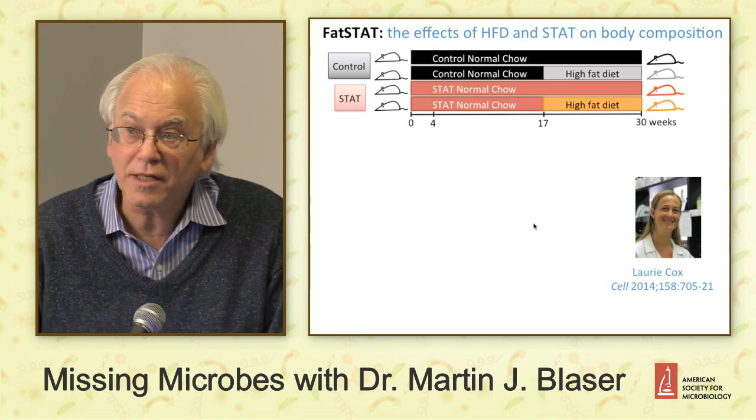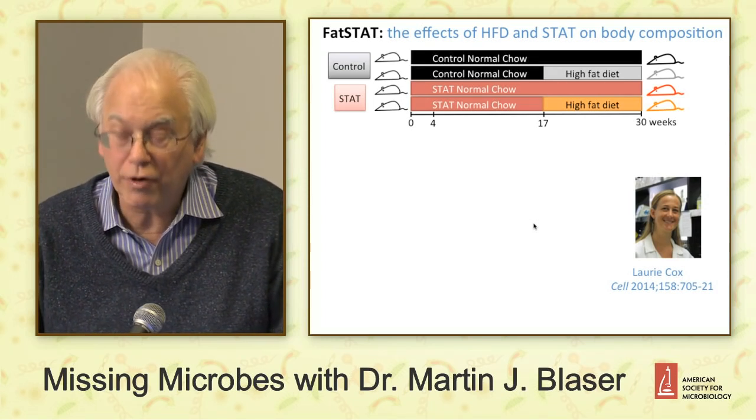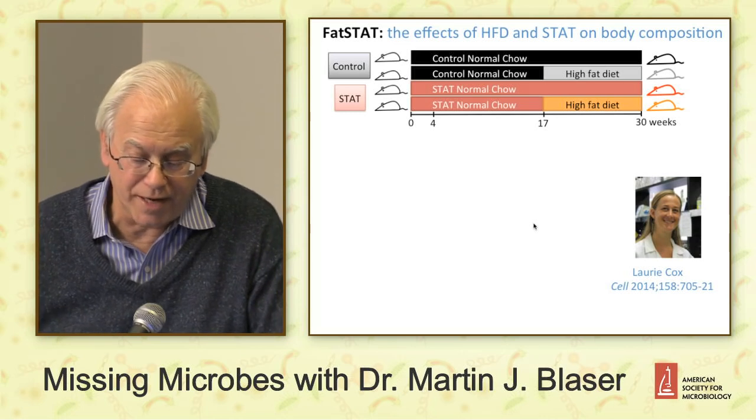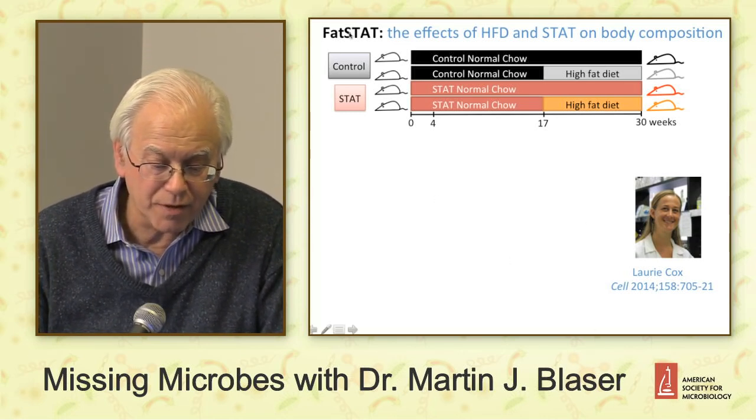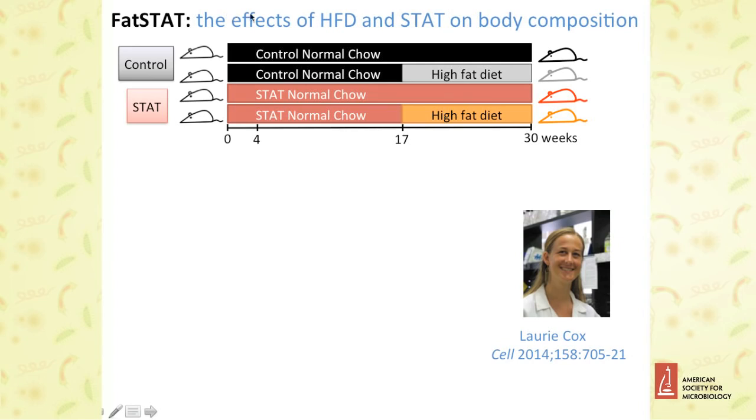I want to go to the next study, which was done by Laurie Cox when she was a graduate student in my lab. Laurie did an experiment that we called FATSTAT to examine what are the effects of combining a high-fat diet with the STAT antibiotic on body composition. So mice received either low-dose penicillin or not. They were all started on normal chow, and then at week 17 of age, half the mice were put on a high-fat diet, and half the mice remained on the normal chow.